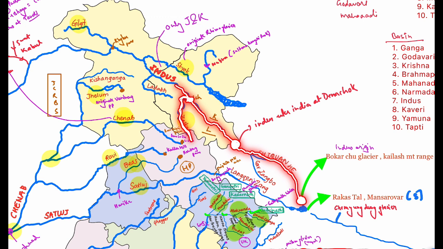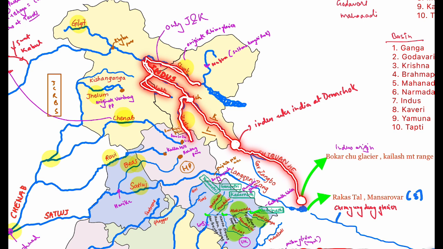Then the Indus goes on, and which two rivers meet it here? From the left side, the Ladakh River, and on the right, it meets the Shyok River. Where does the Shyok River originate? It originates from the Rimo Glacier. We have to remember that. Again, repeat with me: Shyok River originates from the Rimo Glacier. The Nubra River is a tributary of the Shyok, and Nubra and Shyok meet here.